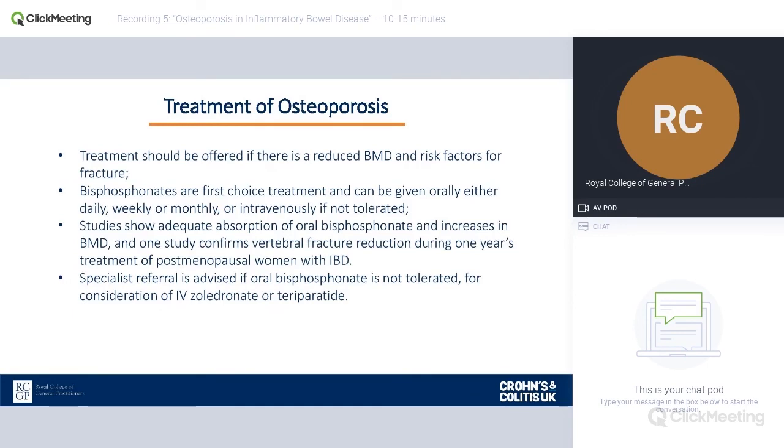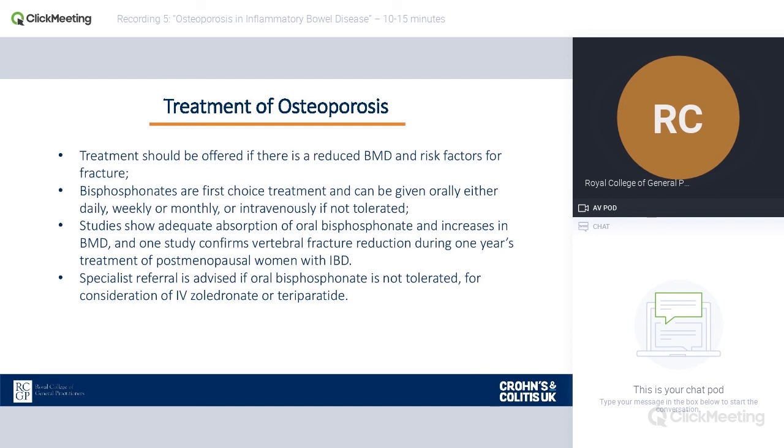When it comes to the treatment of osteoporosis, essentially we should be offering treatment with bisphosphonates to those with reduced bone mineral density and those with risk factors for fracture. Bisphosphonates, so alendronate, alendronic acid, and risedronate, can be given orally, either on a daily or weekly basis. And if they're not tolerated, patients can be referred to be considered for intravenous therapy.